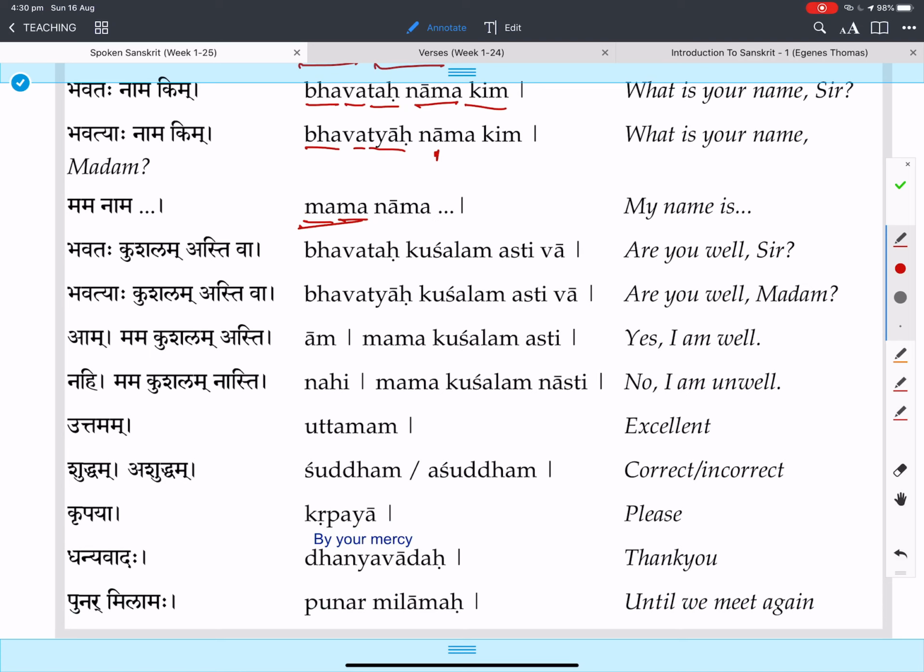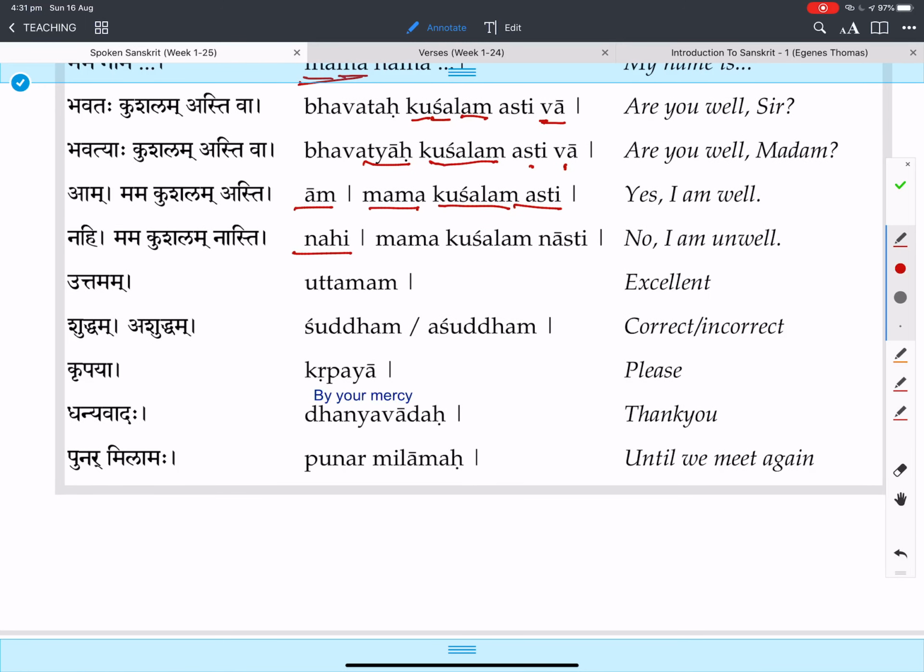Bhavataha. Kushalam. Asti Va. There's your V there. Remember what we said about the V. Not like victory, but mixture. V and W. Bhavatyaha Kushalam Asti Va. Am. Mama Kushalam Asti.